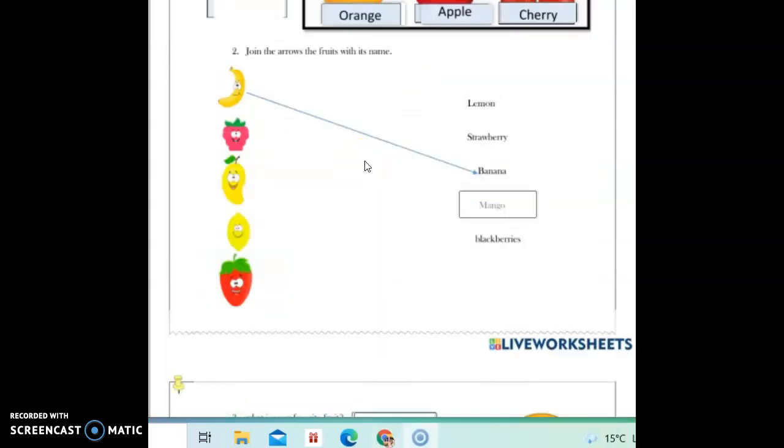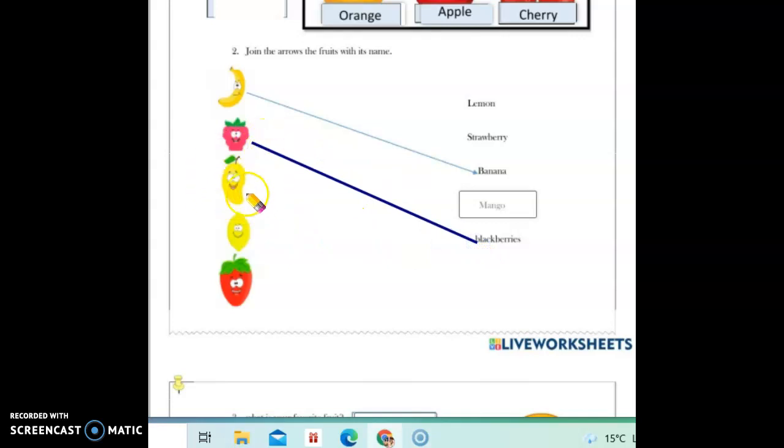The next point, the student should match the picture with the word. Second, join the fruits with their names. For example, number 1, banana. Second, black cherries, the picture with the word.